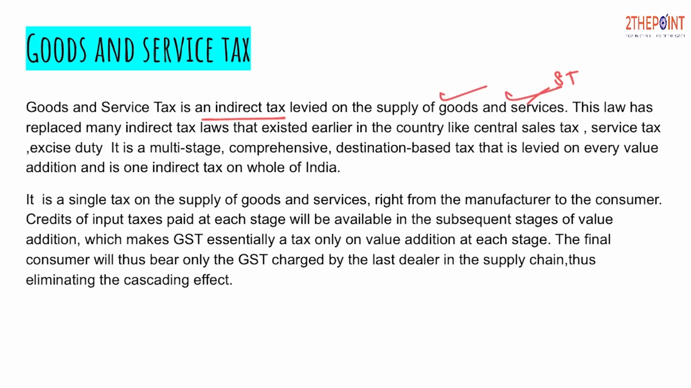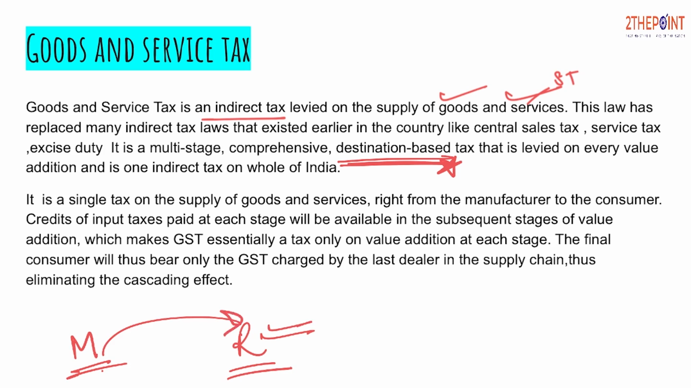This law has replaced many indirect taxes that existed earlier in the country, like central sales tax, service tax, excise duty. It is a multi-stage, comprehensive, destination-based tax. Now this point is very important: what is a destination-based tax? For example, goods are being manufactured in Maharashtra and they are supplied to Rajasthan. Since it is a destination-based tax, it is the Rajasthan government that has the right to levy and collect tax on the goods supplied from Maharashtra.